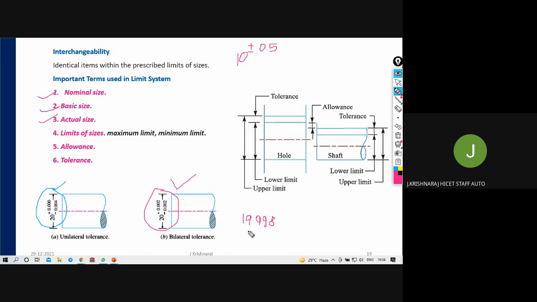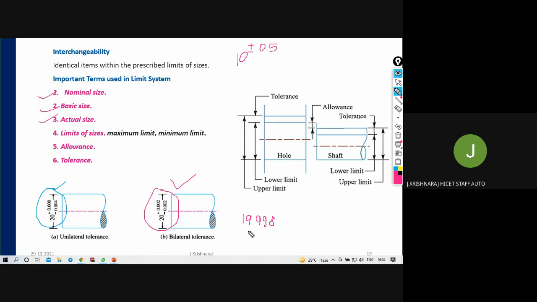Before that, we make sure what tolerance is. Tolerance is nothing but the algebraic difference between the upper and the lower limit. For example, the upper limit is 20.002 and the lower limit is 19.998. The algebraic difference between them is called the tolerance. What is the tolerance value? 0.004, right? 0.004 is the tolerance value.